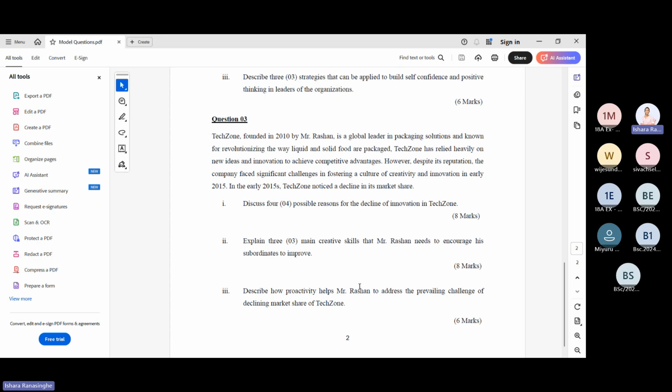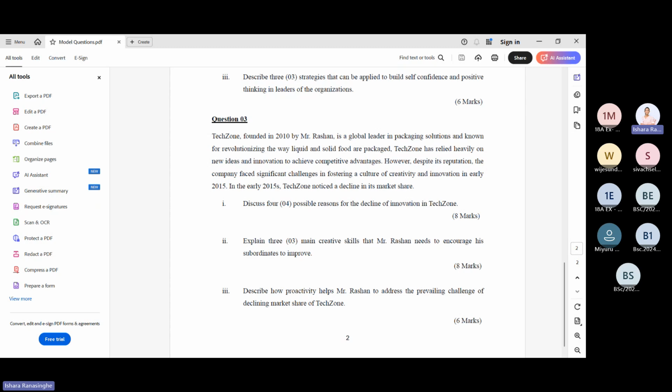Describe how proactivity helps Mr. Ashan to address the prevailing challenge of decline in market share of Tech Zone. Even for an example, you can take prevention also. You can say if the employees and leaders are proactive, then they are showing the characteristic called prevention, right? So they are exhibiting this particular characteristic, prevention, not taking reactions or not reactive, preventive, right?